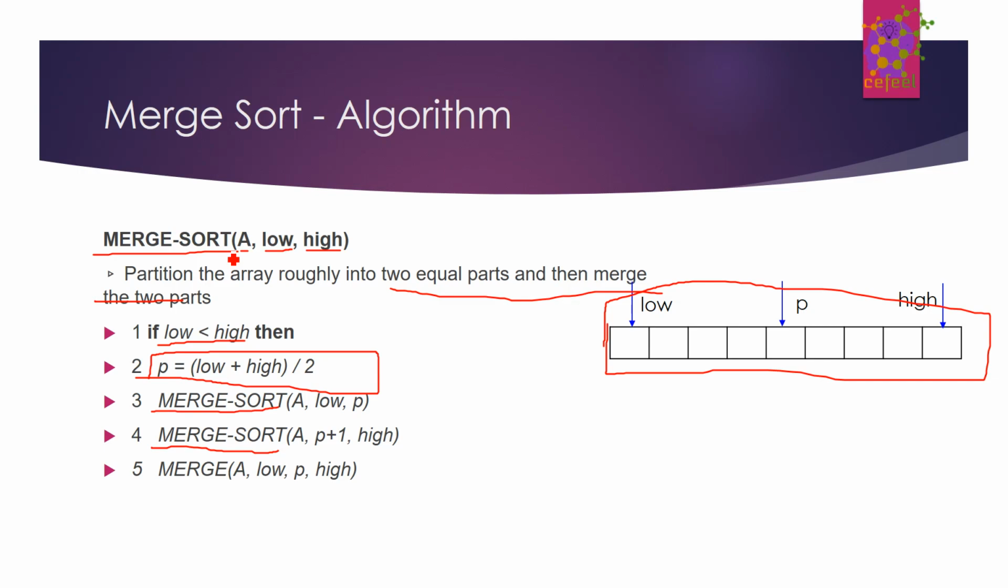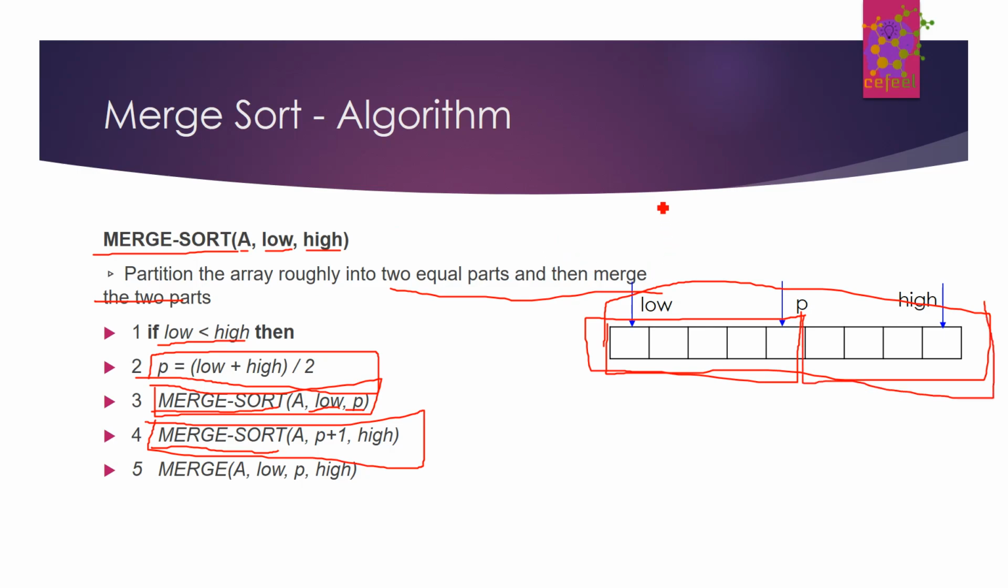And once we found p, we just call merge sort on the left part of the array and then on the right part of the array. That's why you see the first parameter in the first merge sort is low, the second parameter is p, which means we pass the left side of the array, something like this. So this is again passed to merge sort. Merge sort will be applied on this array and then merge sort will also be applied on this array. So that is the basic strategy.